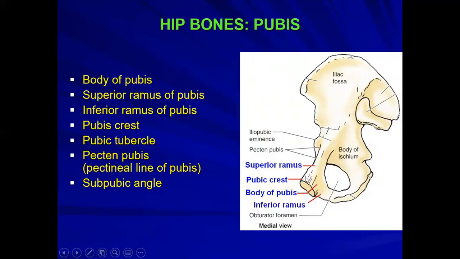And then we have the pubic tubercle. At the end here we have the pubic tubercle, and then we have the pecten pubis. This is the pecten pubis, which is the pectineal line of the pubis, and then the subpubic angle. We will discuss further later what the subpubic angle is. And whenever we join these bones together, there is the presence of the obturator foramen. It forms the obturator foramen here. It's like a hole structure.